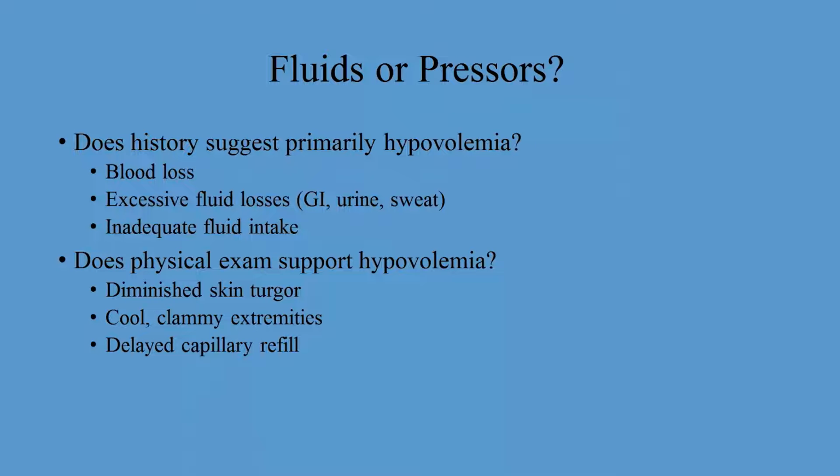All right, now getting back to the difference between hypovolemia versus distributive. So if we're thinking about hypovolemia, does the history suggest it? You know, have they had blood loss? Do they have excessive fluid losses of any kind: GI losses, excessive urine output, sweat, usually coupled with inadequate fluid intake, whether it's PO intake or our IV fluid orders.